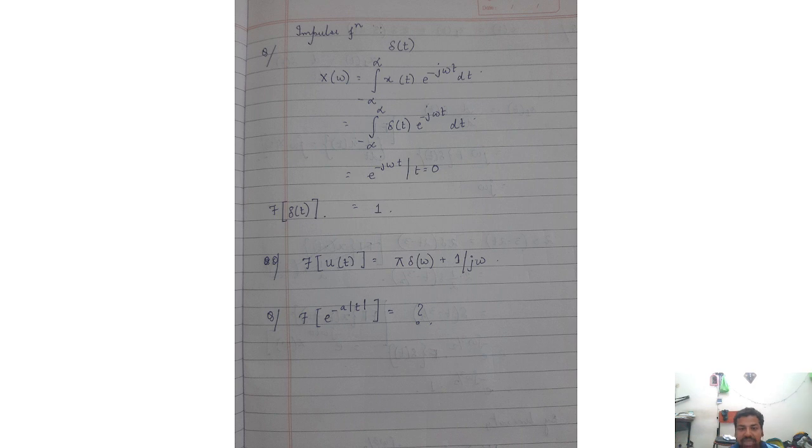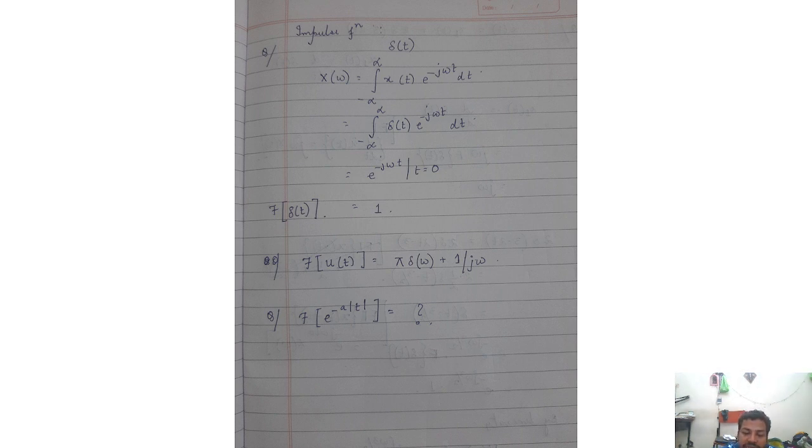So this function will exist only for t equals 0 and will be 0 elsewhere. So what do we write? This is equal to e to the power of minus j omega t at t equal to 0. If you put t equals 0, we get 1, because we know anything to the power 0 is equal to 1. So what is our conclusion? The conclusion is that the Fourier transform of an impulse function is equal to 1. So this is another formulation.